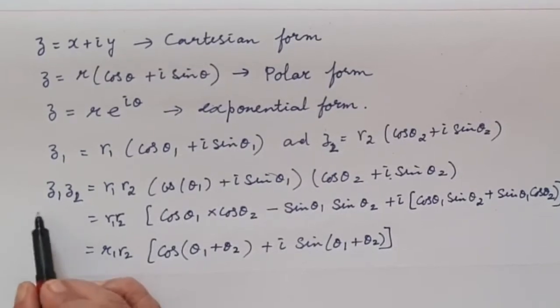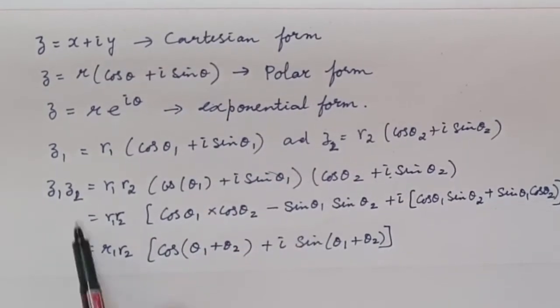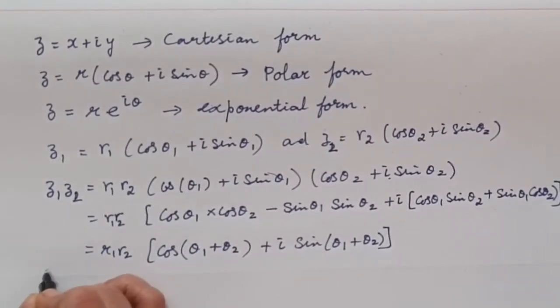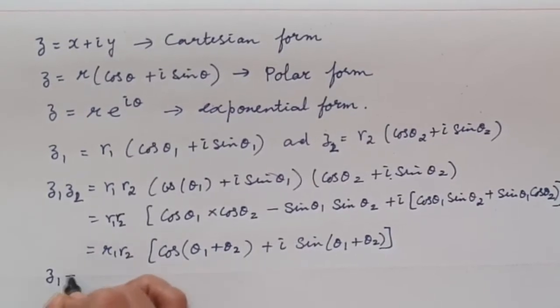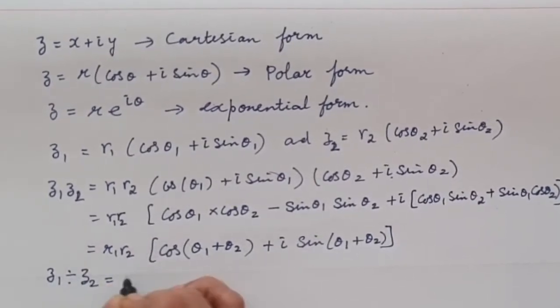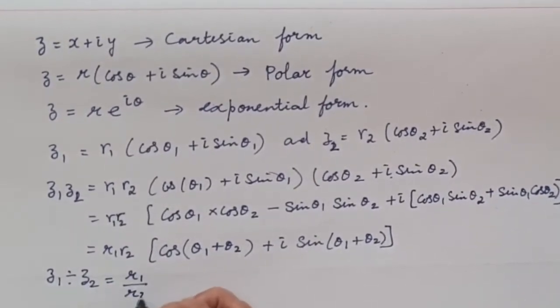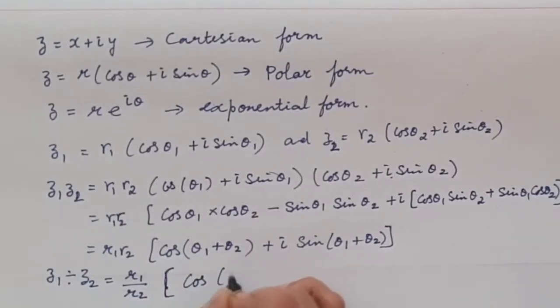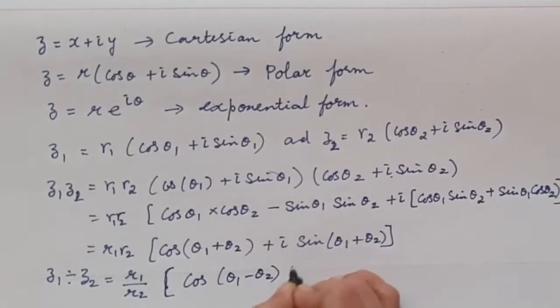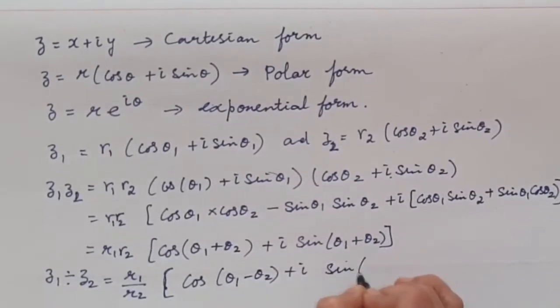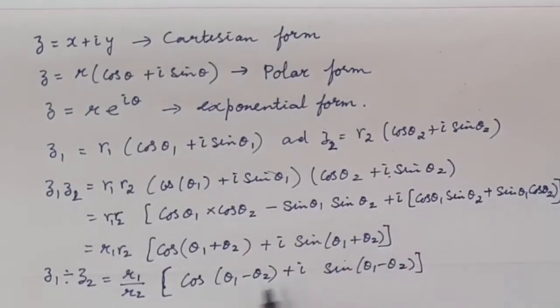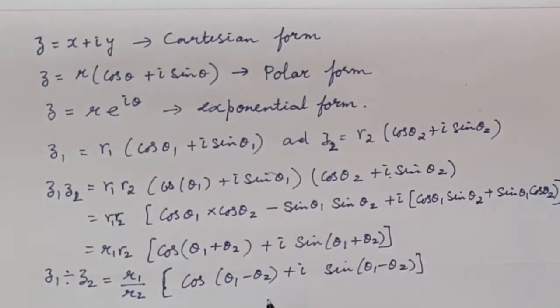So to multiply two complex numbers in polar form, we just multiply their magnitudes and add up the arguments. Similarly, for z1 divided by z2, we divide r1 by r2 and subtract the arguments: cos theta 1 minus theta 2 plus i sin theta 1 minus theta 2. For multiplication, we add the arguments, and for division, we subtract the arguments.